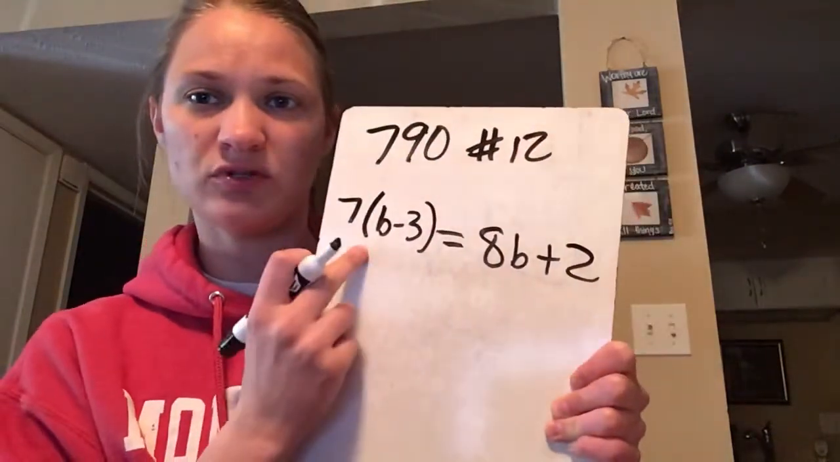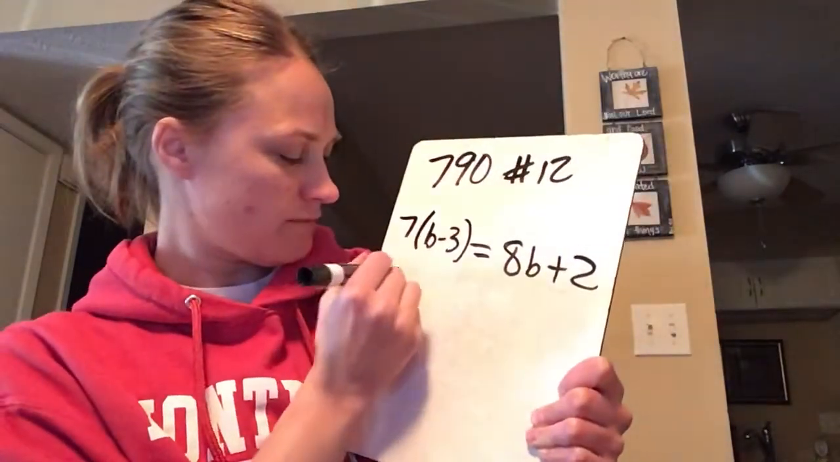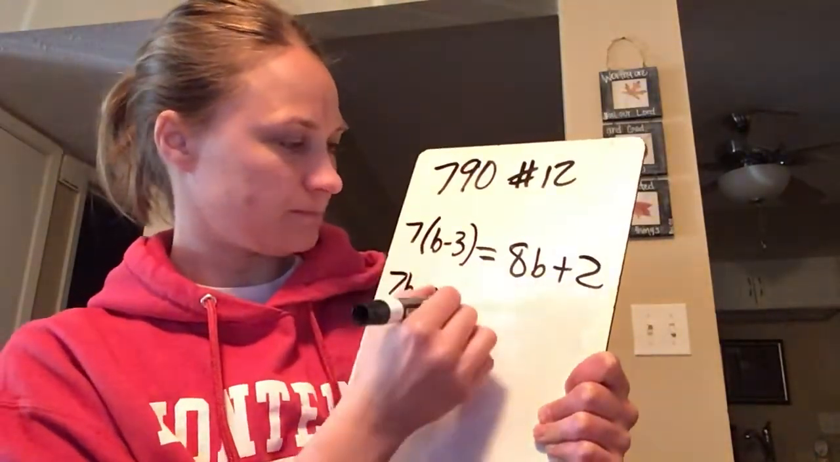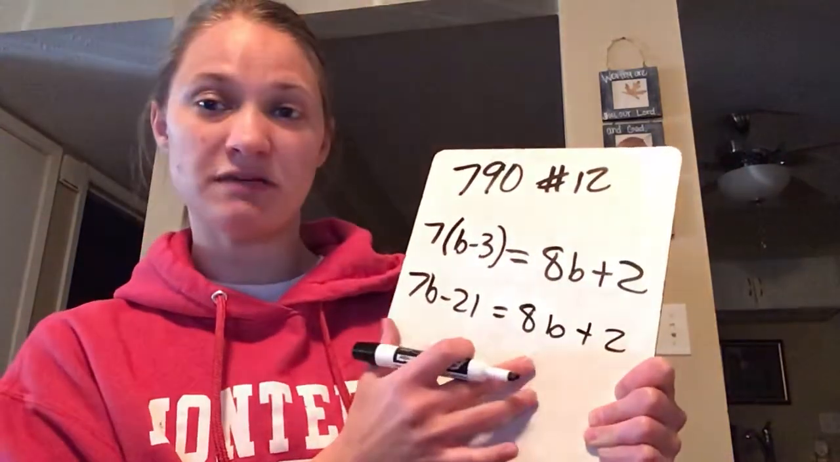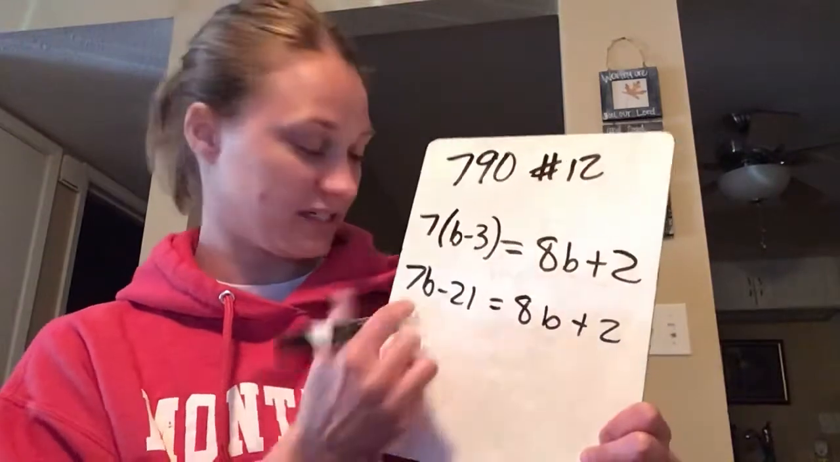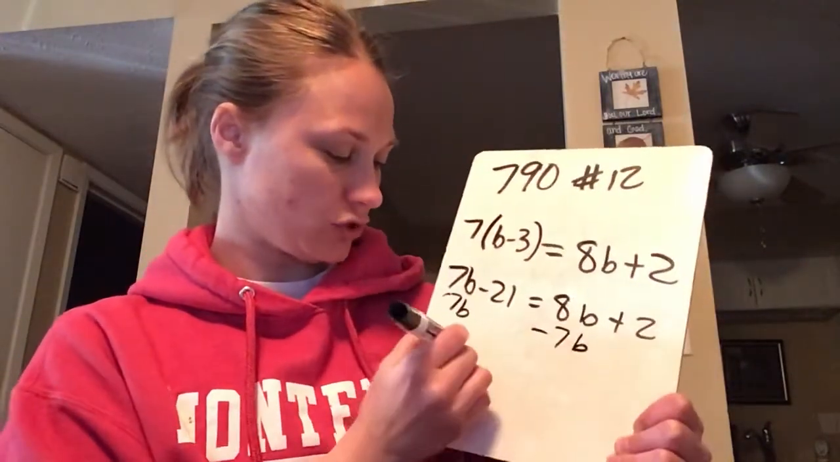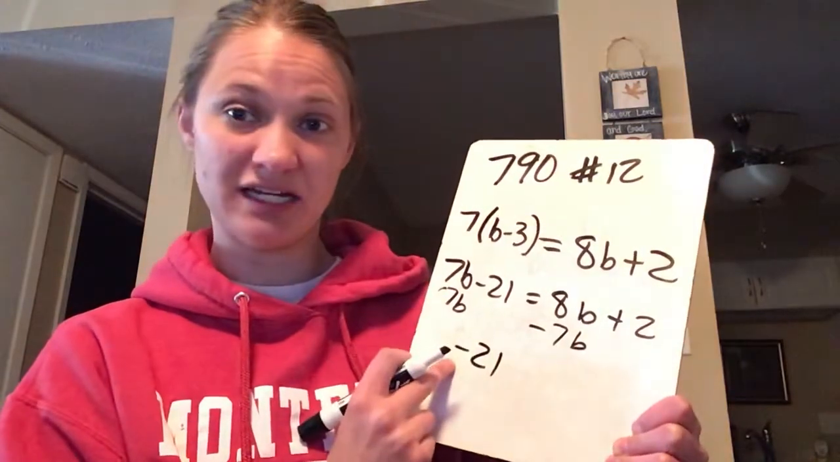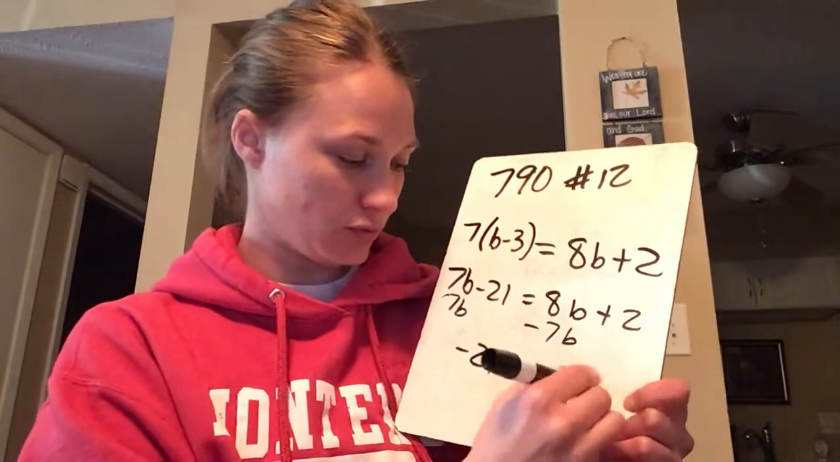Okay, so we're going to distribute here, and then we're going to have to combine like terms. So I'm going to have 7b minus 21 equals 8b plus 2. I've got to get my 7b and my 8b together. I'm going to subtract 7b here. Whenever I do one, I've got to do the other. So I got negative 21. Don't lose that negative. Equals b, 1b plus 2.